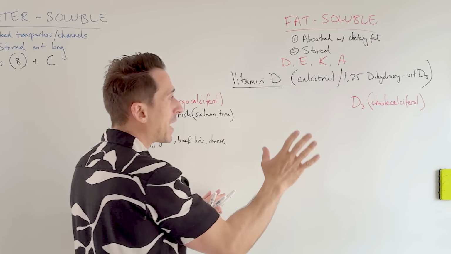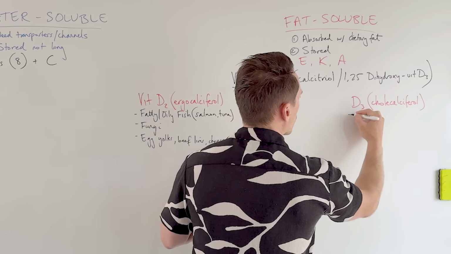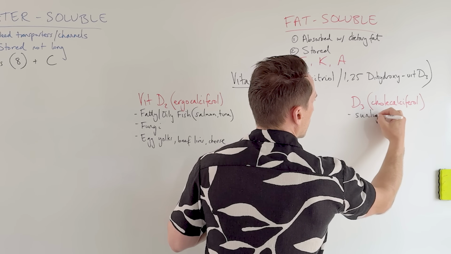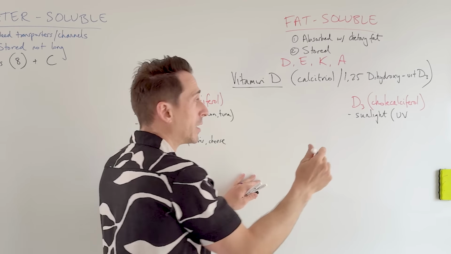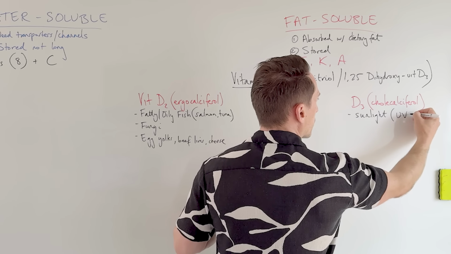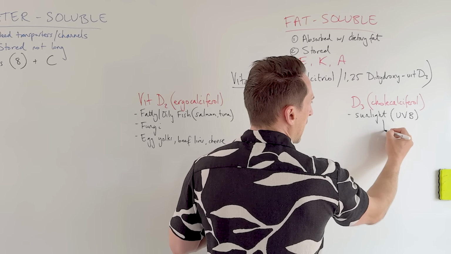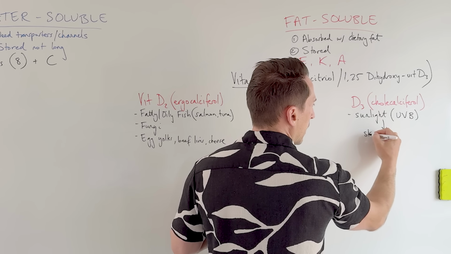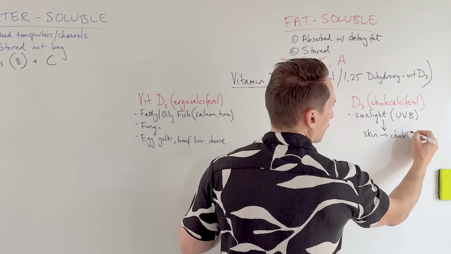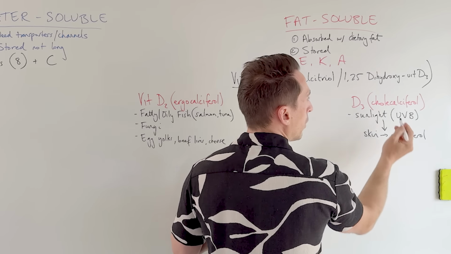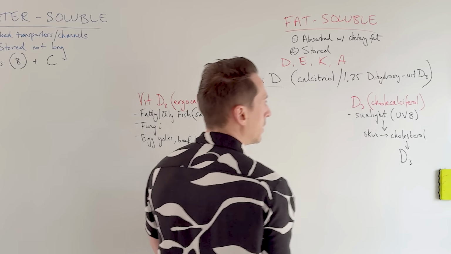But the vast majority of vitamin D3 is obtained through sunlight. So we get this through sunlight, specifically through UV. So you know the sun emits UV radiation, and there's UVA, UVB, for example, UVB. And what this UVB does is it hits our skin, and in our skin it turns cholesterol into vitamin D3. It turns it into vitamin D3.